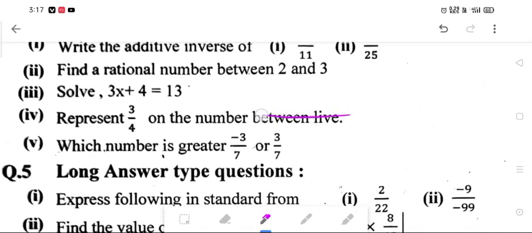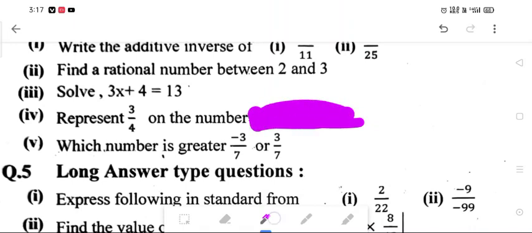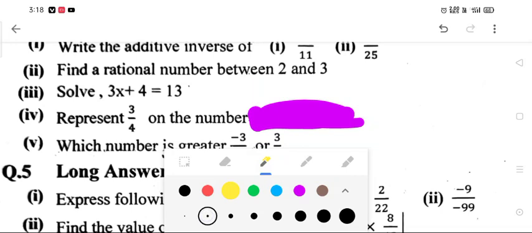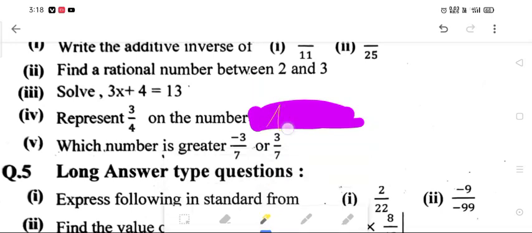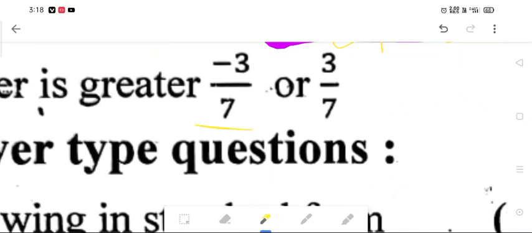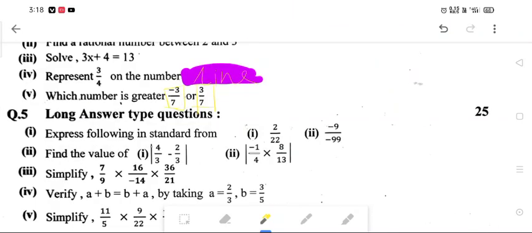This is not correct statement. On the number line, you have to know only this. You have to represent the number 3 by 4 on number line only. The next is which number is greater. Here two rational numbers are given, minus 3 by 7 and 3 by 7, and you have to choose which rational number is greater. The next question is long answer type question.